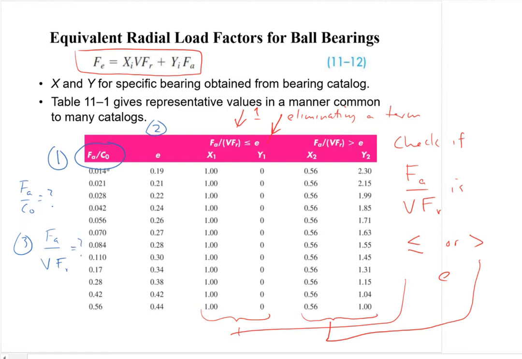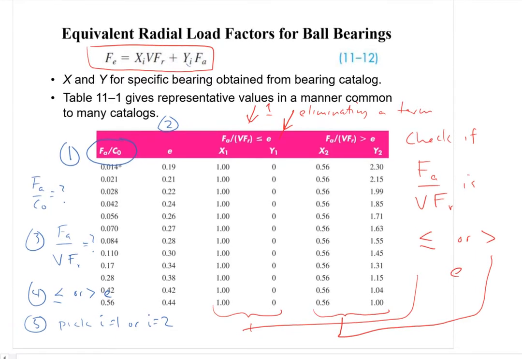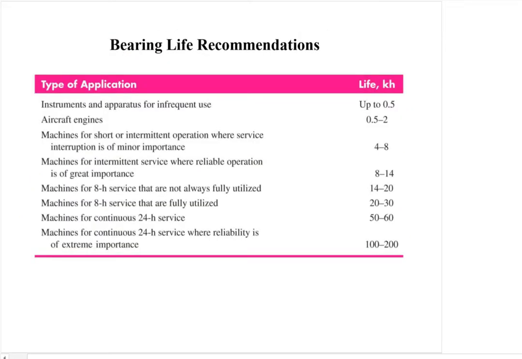So you calculate FA over VFR, and is that less than or equal to or greater than E, and then based on that, pick I equals 1 or I equals 2 in this equation. Here's I right here. So you'd use I equals 1, you'd use X1, Y1, I equals 2, you'd use X2, Y2. Okay.